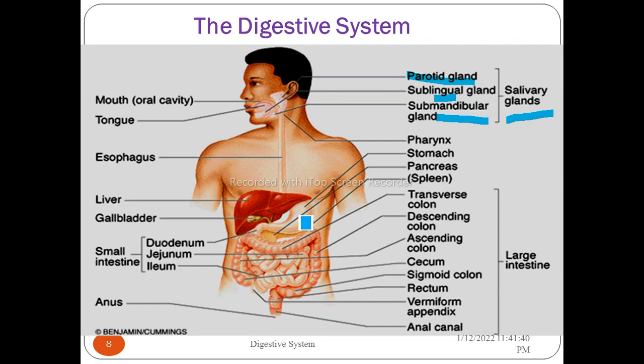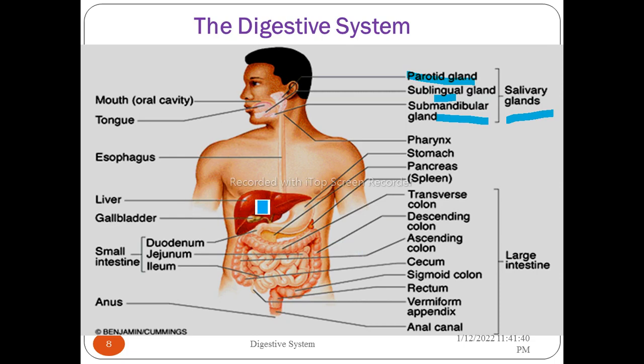From the stomach we'll join into the duodenum, which is the first part of the small intestine. Then we'll go to the jejunum and ileum in the small intestine. Then we'll go to the ascending colon, transverse colon, descending colon, sigmoid colon, and rectum or anal canal.